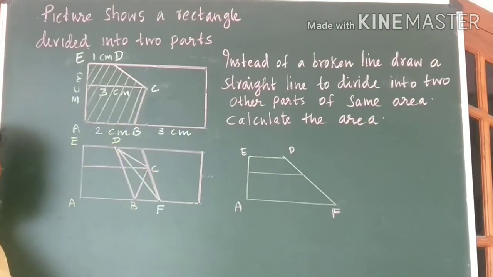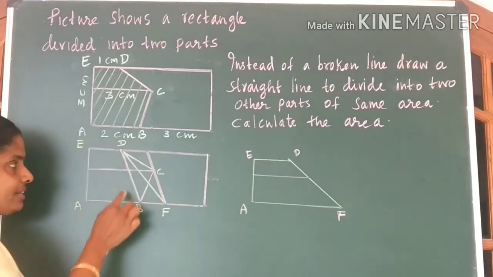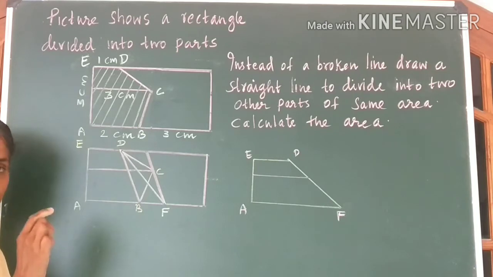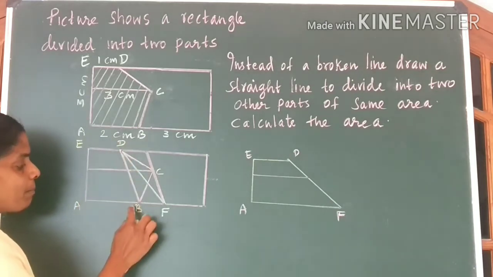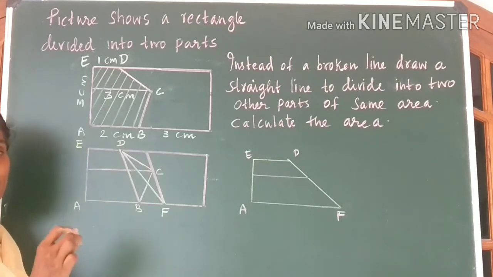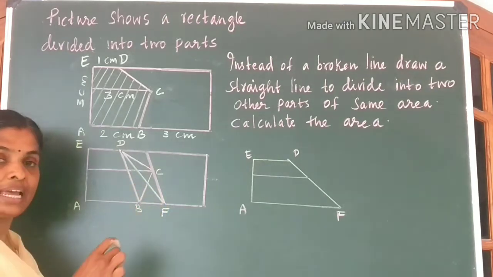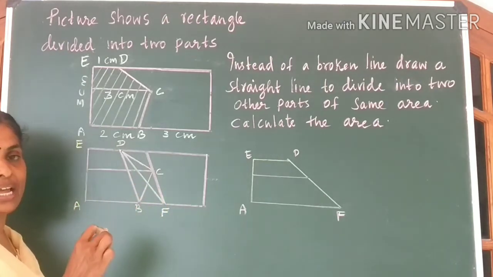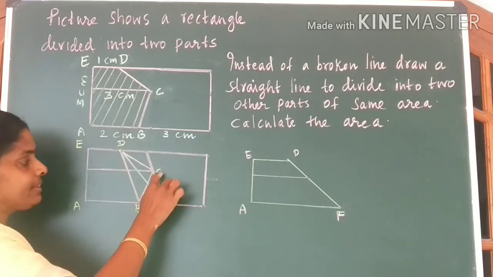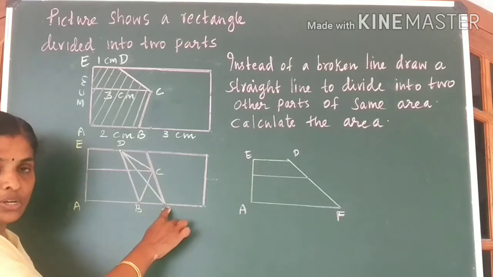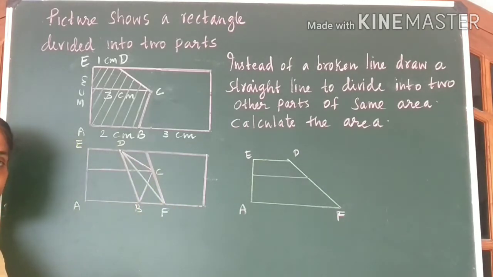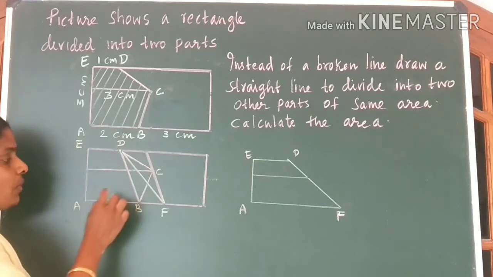Now what did you understand, children? DBC is a triangle. Also DBF is a triangle. What is the peculiarity of these two triangles? These two triangles have the same base and their third vertex is on a line parallel to the base. So their areas are equal.